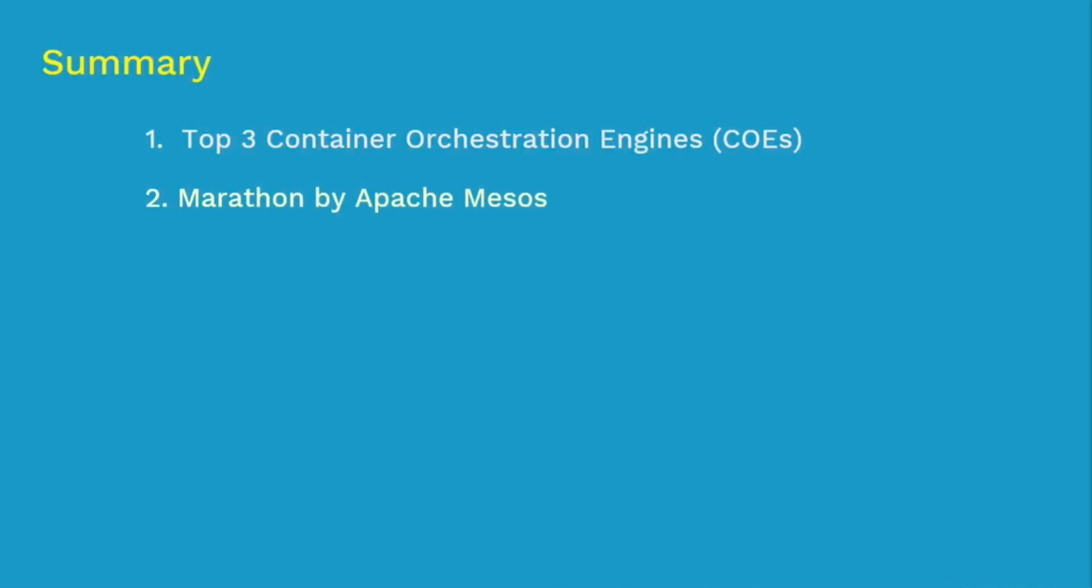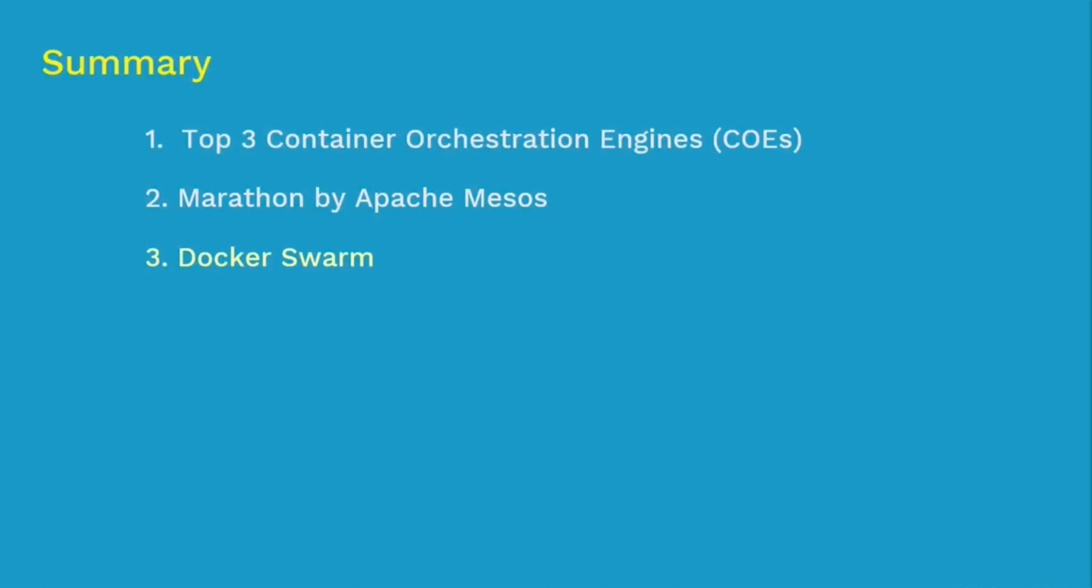The first thing we discussed in this video is the top three container orchestration engines. They are Apache Mesos Marathon, Docker Swarm, and Kubernetes. Then we discussed in detail Apache Mesos Marathon. Apache Mesos contains about 20 plus frameworks, and one of the frameworks that supports container orchestration is Marathon. Apache Mesos has a more complex setup than any other container orchestration engine. It is best suited for mid to large scale companies who want to use other frameworks besides the container orchestration framework called Marathon.